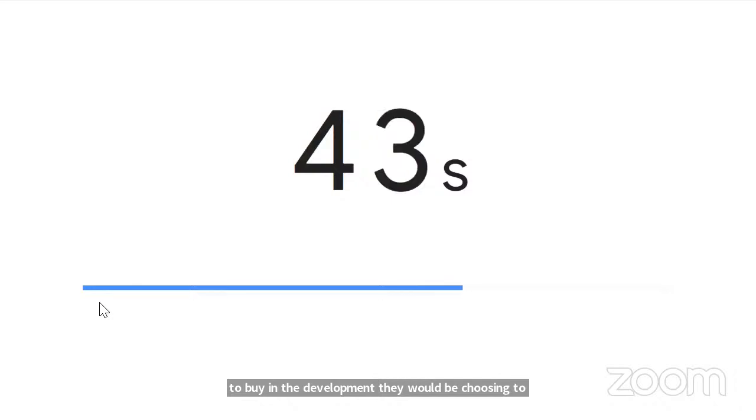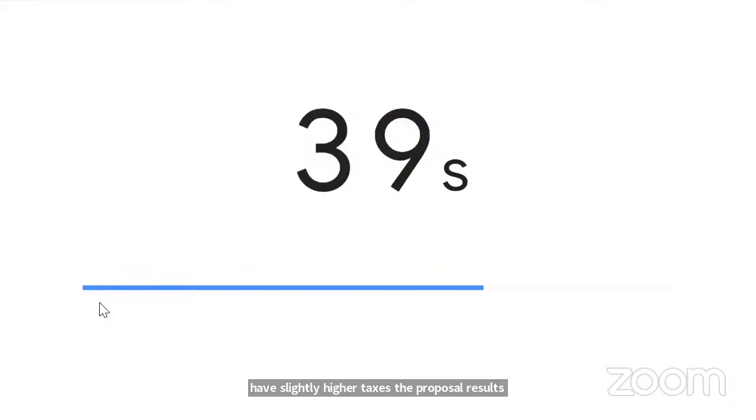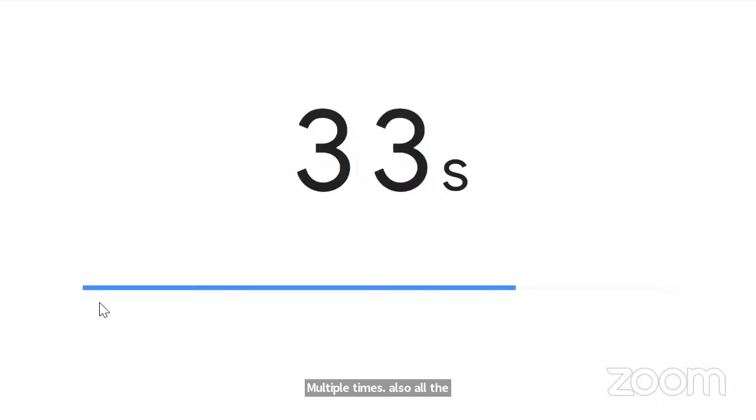The proposal results in 0 impacts on the general fund. My client has explained this issue multiple times. Also, all the provisions of the DA have equal force and effect.